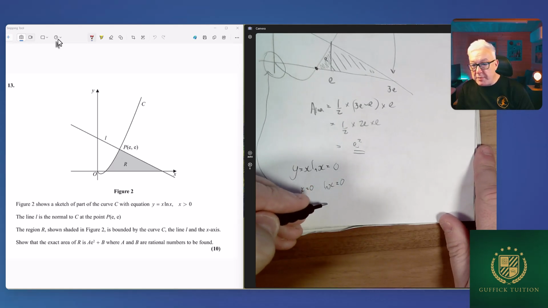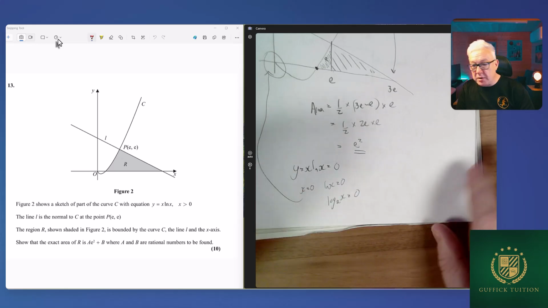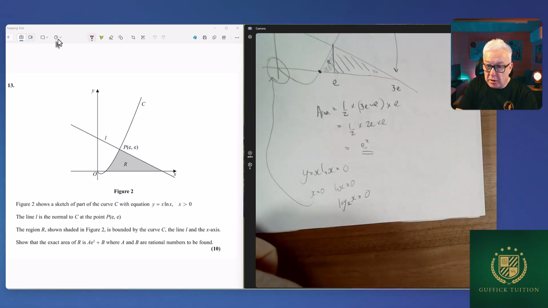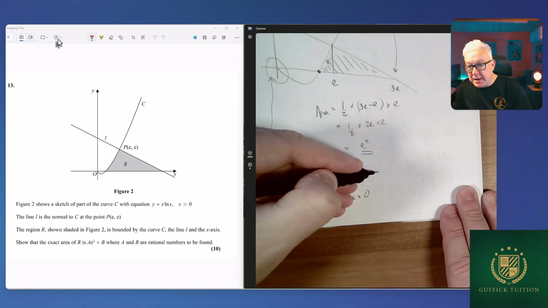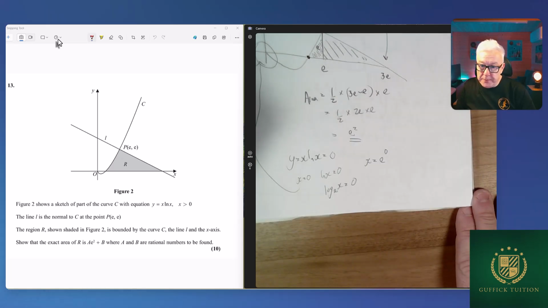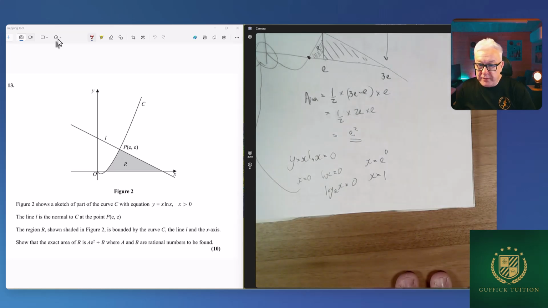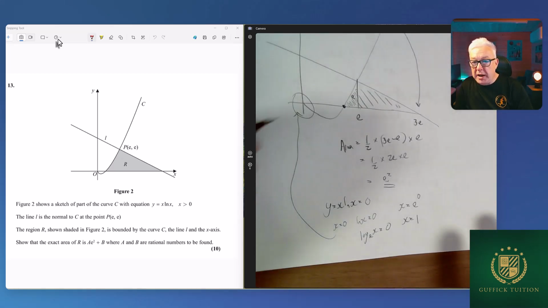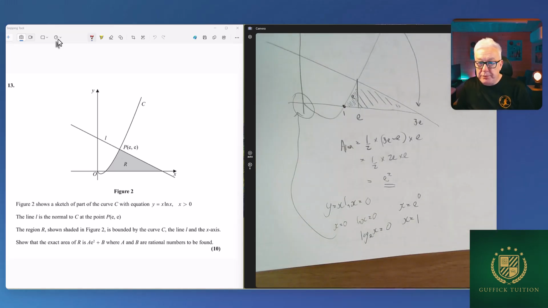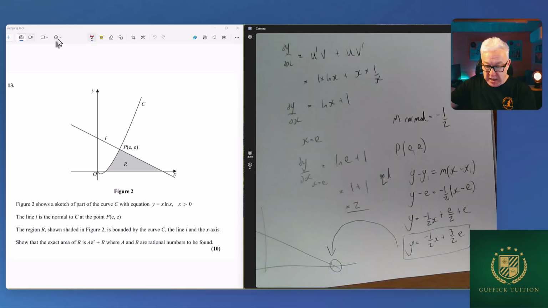If we remember, ln means log base e of x equals 0. So when we reverse that logarithm, what we're going to get is that x is equal to e to the power of 0, and e to the power of 0 is 1. So therefore that is going to be 1 here, is where we're integrating from. That's perfect. So we know we're integrating between 1 and e.